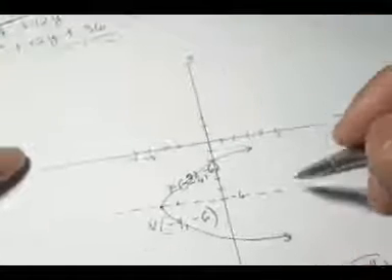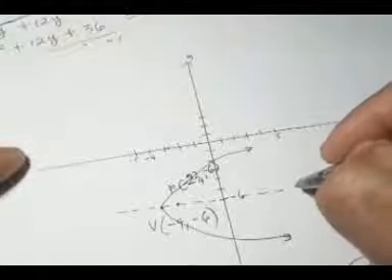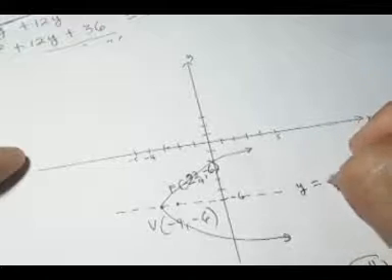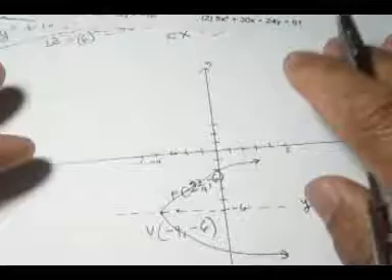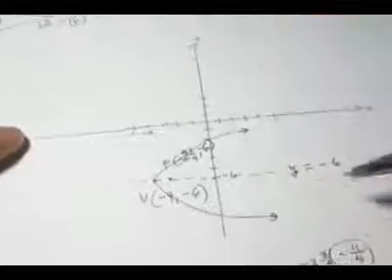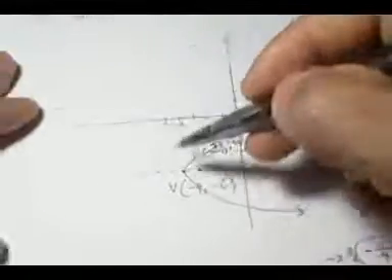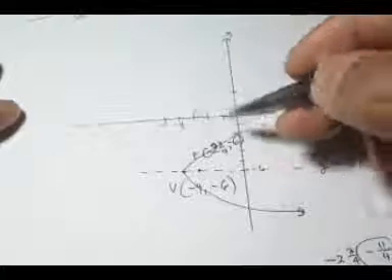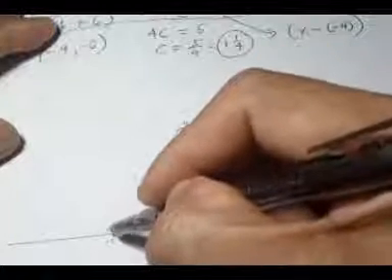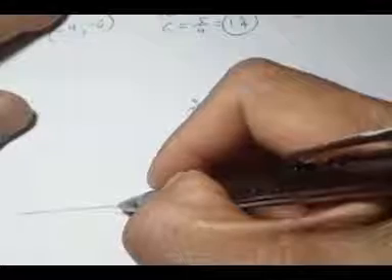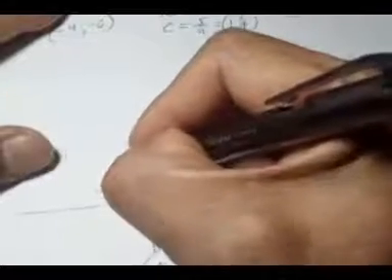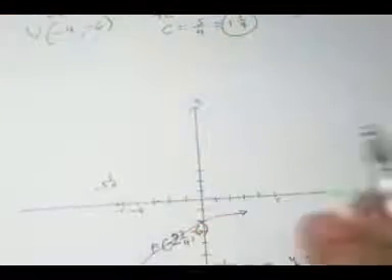And the axis of symmetry is y equals -6. Our directrix is C units to the left of the vertex. Our C is equal to 1 and 1/4. So this is -4 plus 1 and 1/4. This is -5 and 1/4.